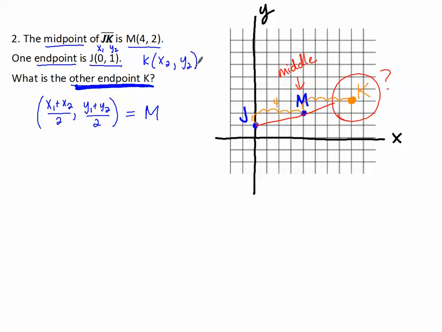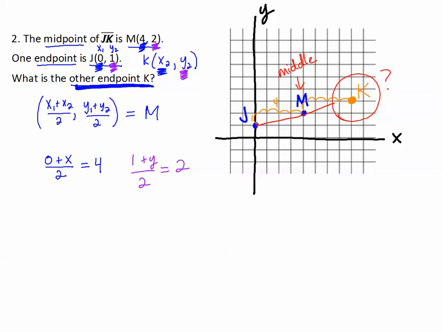K is like our x2 and our y2 that we don't know. So I could take one of the x's that I do know and one of the x's that I don't know and add those together, 0 plus x. I have to divide by 2 always because I'm averaging, and that will equal the x from my midpoint, equals 4. And I could do something similar with the y's. Take the y that I do know and the y that I don't know, and that equals the y from my midpoint. So 1 plus y divided by 2 equals the 2 from my midpoint. And then solve those equations.